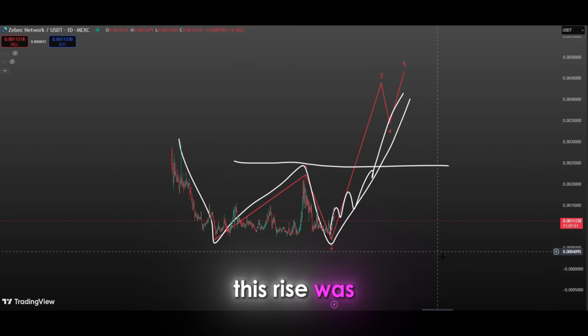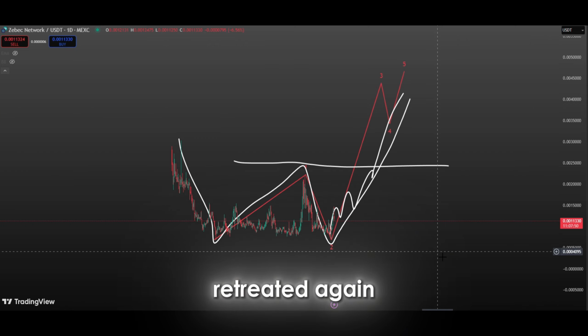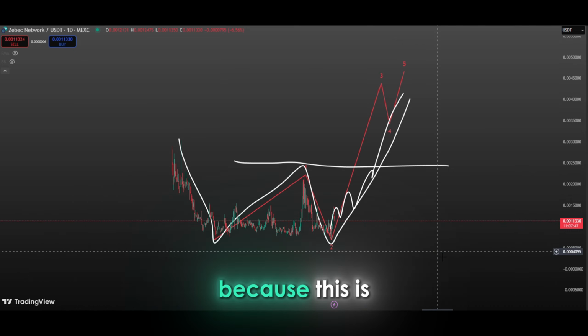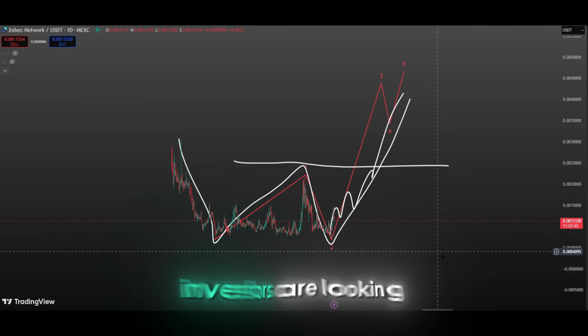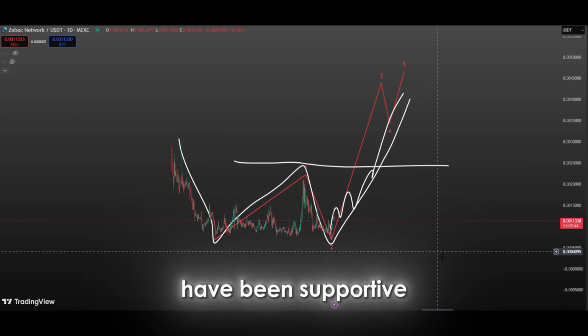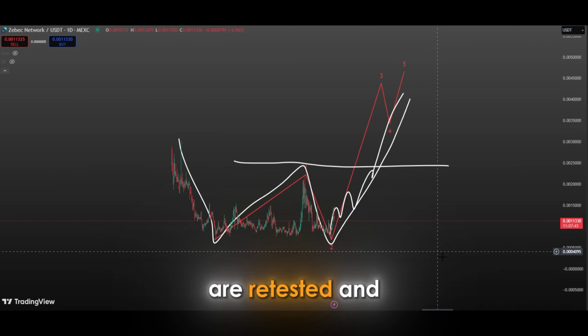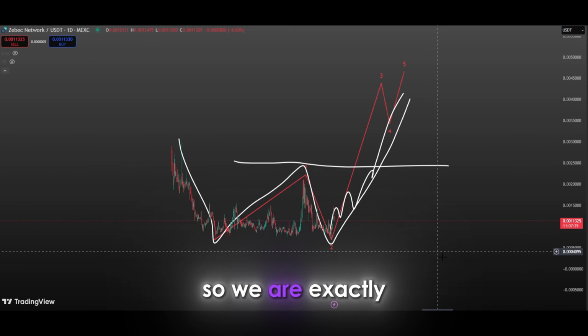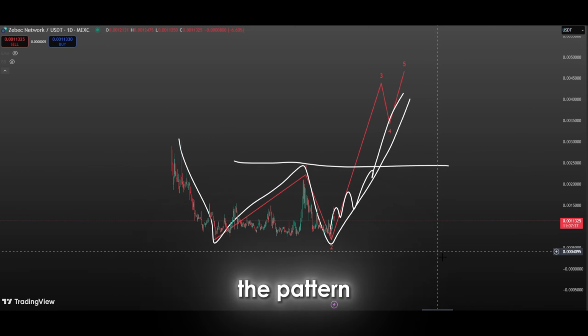However, this rise was not permanent and the price retreated again, forming a second bottom. The second bottom is of great importance in technical analysis, because this is the area where investors are looking for balance again, where levels that have been supportive in the past are retested, and where buyers often regain strength. In the current situation, the price is hovering around this second bottom, so we are exactly at the critical decision phase of the pattern.